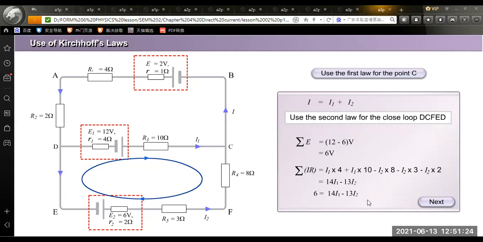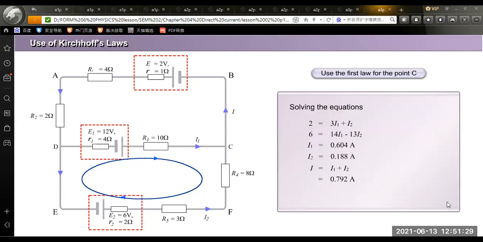Get back the equation from just now: 2 equal to 3 I1 plus I2, and 6 equal to 14 I1 minus 13 I2. Equation 1, equation 2. Don't forget we have the equation I equal to I1 plus I2. Then we solve it. Here we get I2 equal to 0.118 ampere, then I1 equal to 0.6 ampere. So I is 0.792.